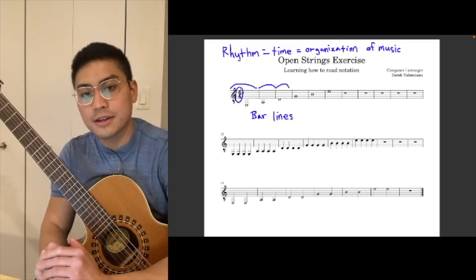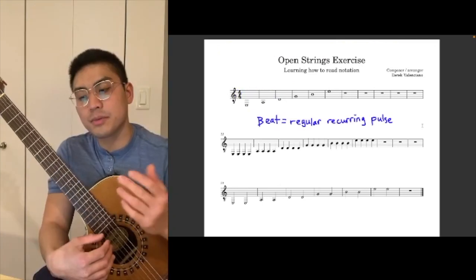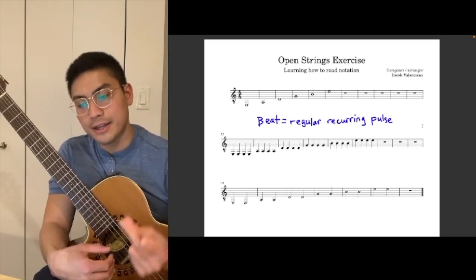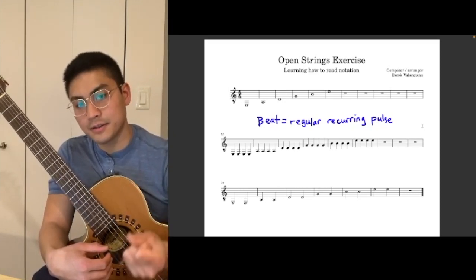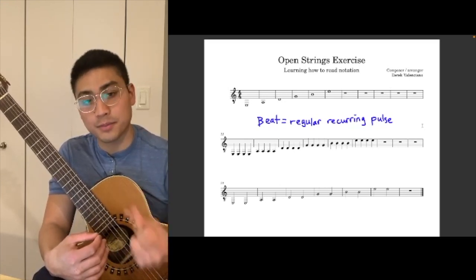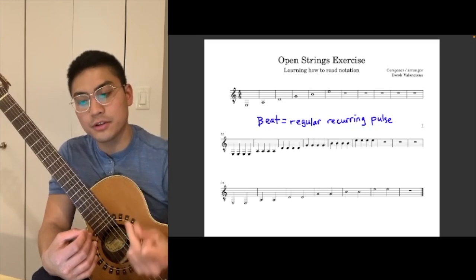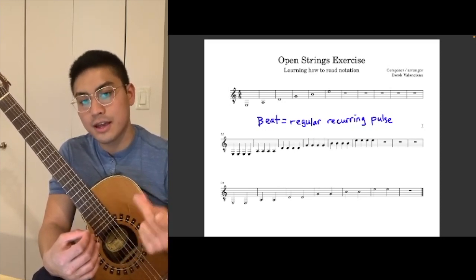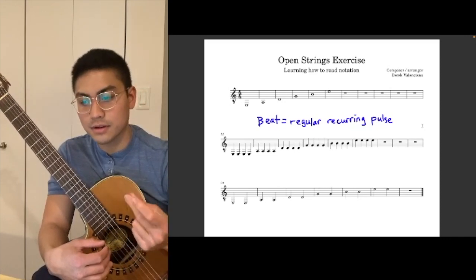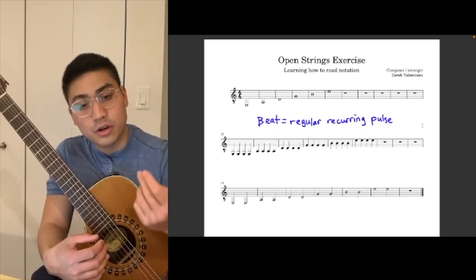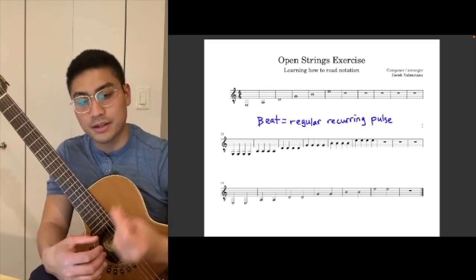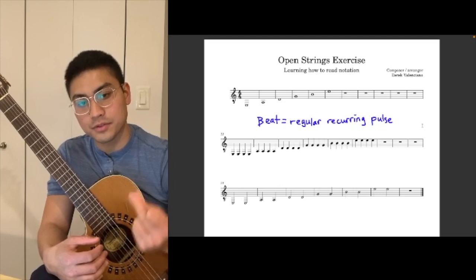Now what is a beat? A beat is a regular recurring pulse. It's a pulse, and each beat is even. And we need to think about this beat as we play through our music. There's always this regular, even pulse. So in contrast, it's not this. Notice that those notes are not regular. It's irregular, it's uneven. Instead, the beat is that even recurring pulse.